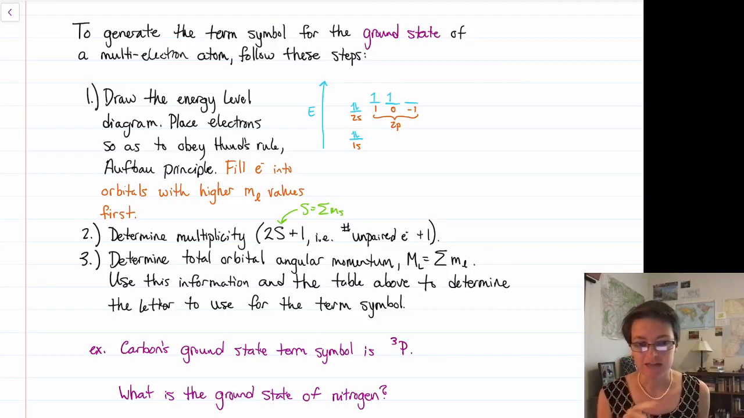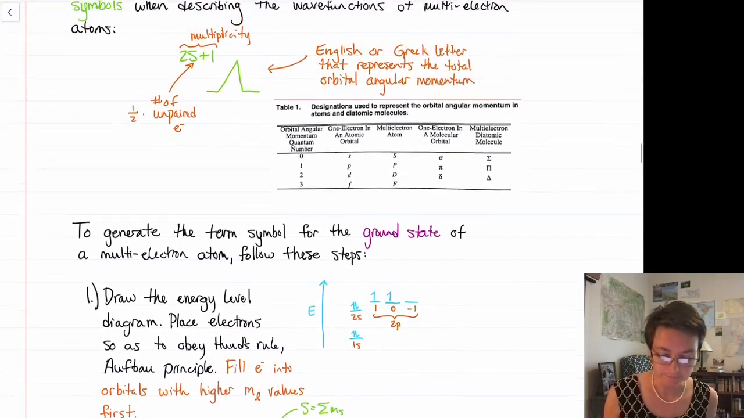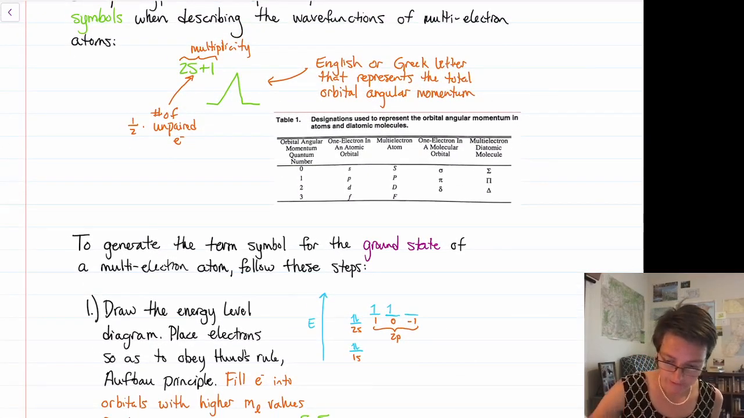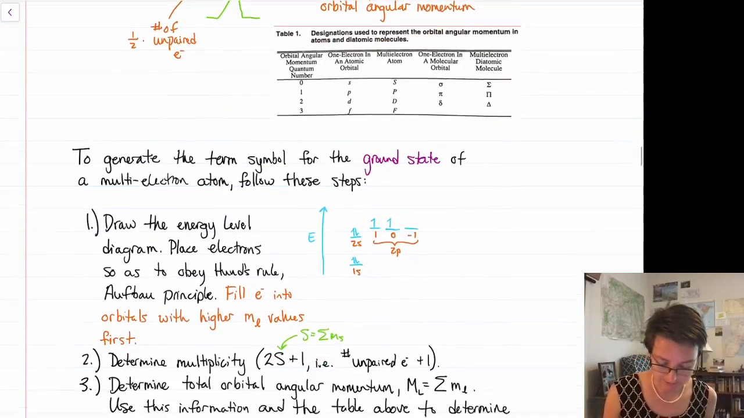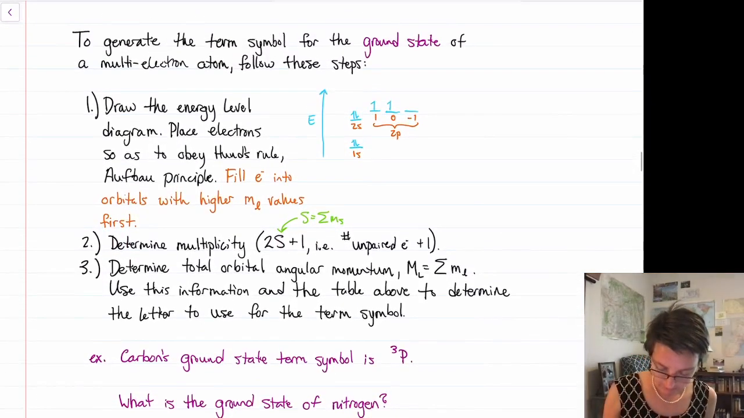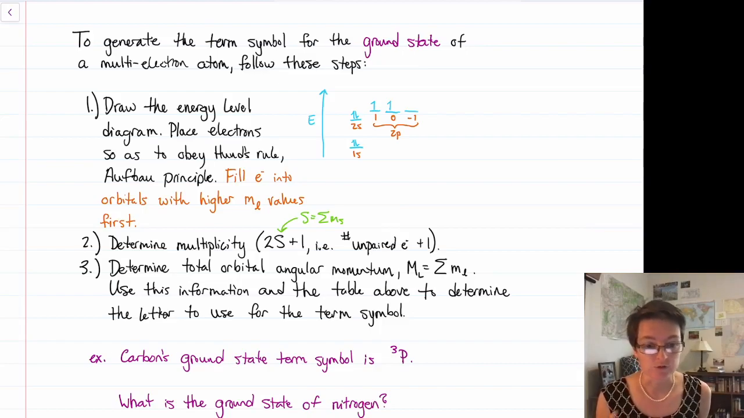And then we're going to use that information along with the table that I just showed you above to determine the appropriate letter to use for the term symbol. So since our orbital angular momentum quantum number is equal to 1, I'm going to use a capital letter P in order to depict the term symbol. So overall, that means that carbon's ground state term symbol is 3P, which you should read off as being a triplet P state.